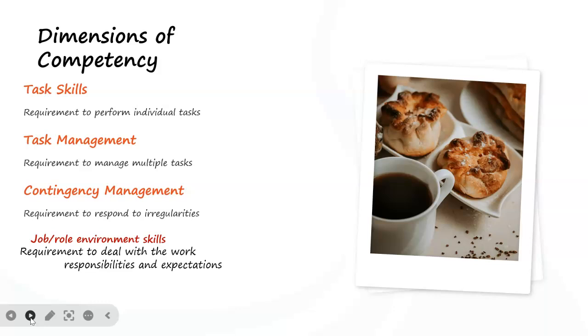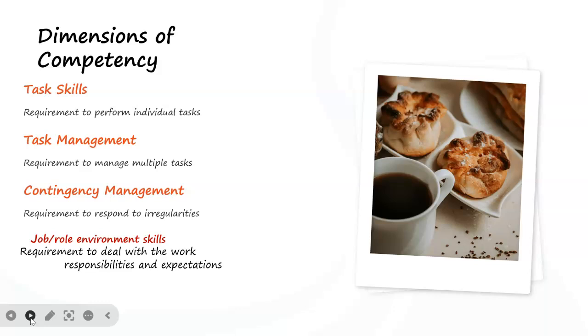Now, we have dimensions of competency. One, we have what we call the task skills. The task skills basically are the skills that we require to be able to perform or undertake individual tasks in a given job. Task management is the ability to manage multiple tasks that are required in the workplace.